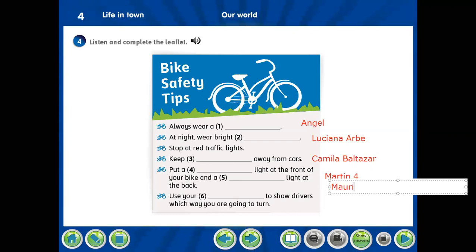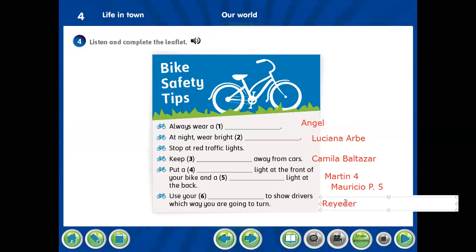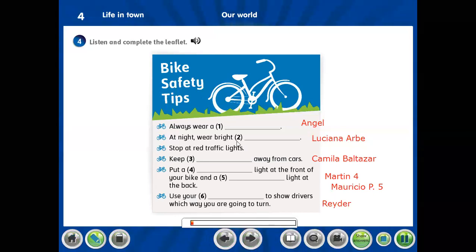Mauricio Pacheco, number five, okay? And finally, Raider, please help us with the last, okay? Listen one more time. Four. Listen and complete the leaflet.